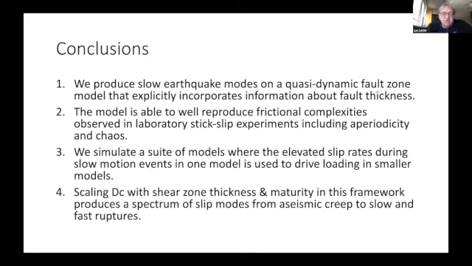And we simulate a suite of models where elevated slip rates during slow motion events in one model are used to drive loading in smaller models. So this is the nested fault zone idea. And scaling the Dc, okay, with shear zone thickness and maturity in this framework produces a spectrum of slip modes from seismic creep to slow and fast rupture. So this is what we presented to the community. Sharon did several talks, and now we have submitted a paper on that.